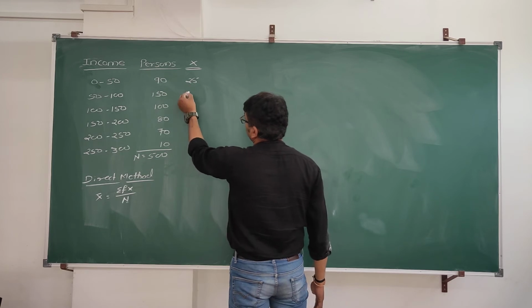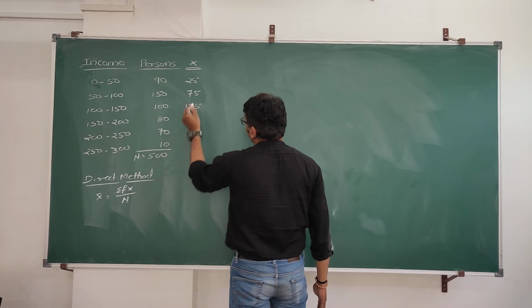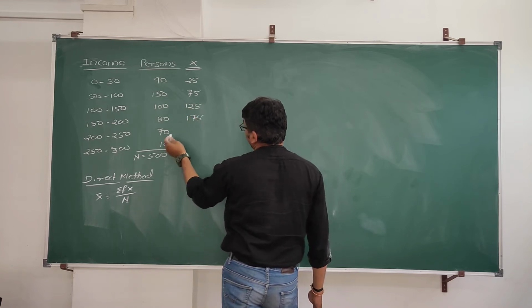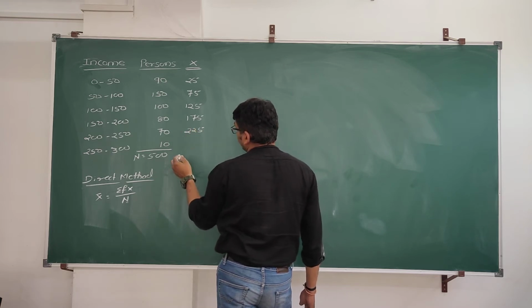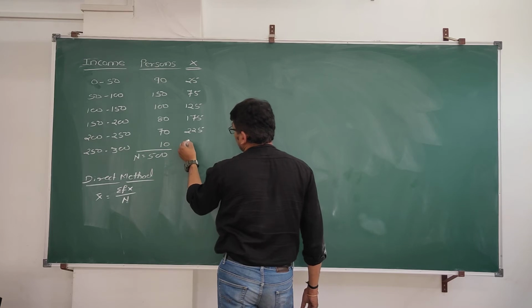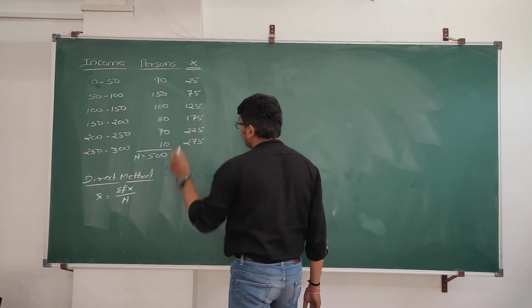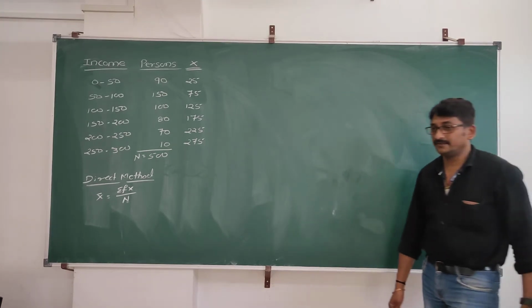So 25 plus 50 is 75. 75 plus 50 is 125. 125 plus 50 is 175. 175 plus 50 is 225, and 225 plus 50 is 275. These are your x values. Correct?